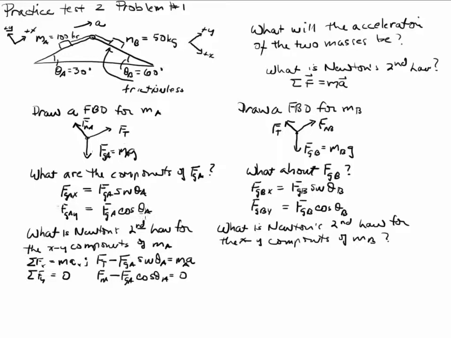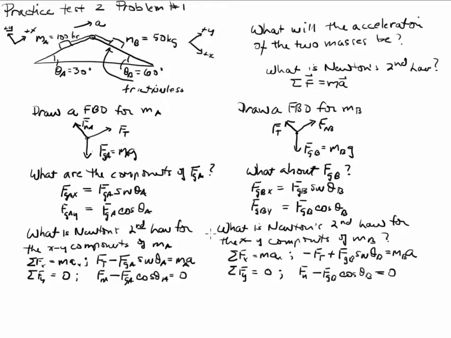What about the second law for the components of mass B? Same thing, now we have Ft in the minus X direction, FGB sine theta B in the positive direction, and that's going to be equal to the mass B times the acceleration. And then of course the Y component: the normal force minus the force of gravity on mass B cosine theta B will be equal to 0.